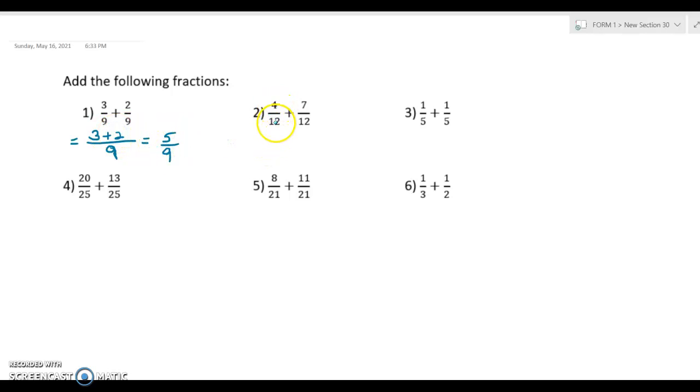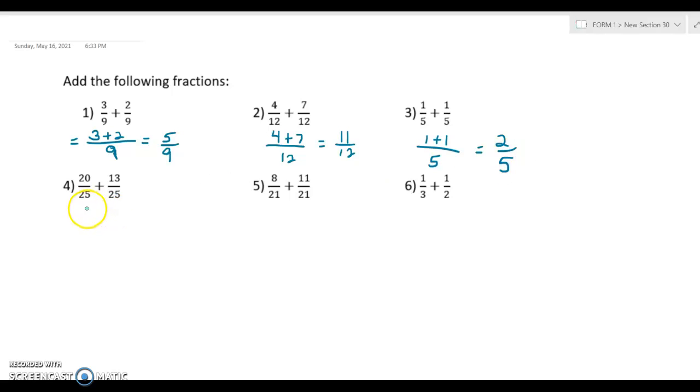So for number 2, we have 4/12 plus 7/12. Again, we have the same denominator, so let's put our 12 at the bottom there, and we're just going to add our numerators, our top numbers. So 4 plus 7 is 11/12. Alright, number 3, we have 1/5 plus 1/5. Same denominator again, so it's just going to be 1 plus 1 over 5, which is 2/5.